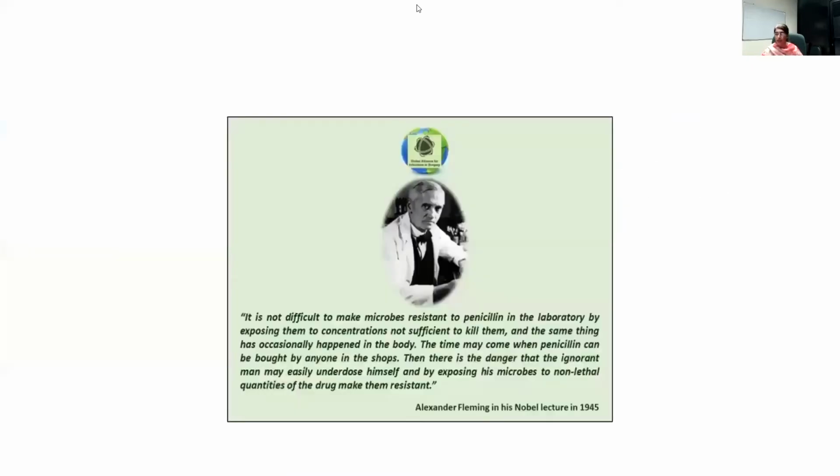Alexander Fleming, during his Nobel Prize speech in 1945, had predicted the development of resistance to penicillin. He said that the time may come when penicillin can be bought by anyone in the shops, and this will lead to ineffective concentrations of the drug in the body, and that will promote antibiotic resistance.